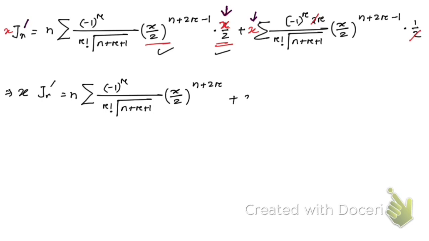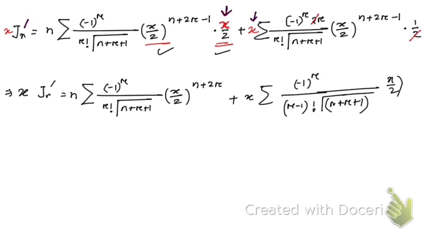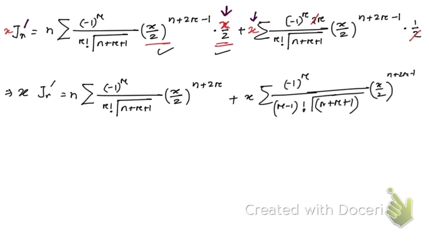Let me show you here. x summation, minus 1 to the power r, then r minus 1 factorial, then gamma of n plus r plus 1, right? Gamma of n plus r plus 1, then x by 2 whole to the power, let me write this one properly, x by 2 whole to the power n plus twice r minus 1. That's what we have got, right? Okay, now just give me a second. So let me write it properly, n plus twice r minus 1.